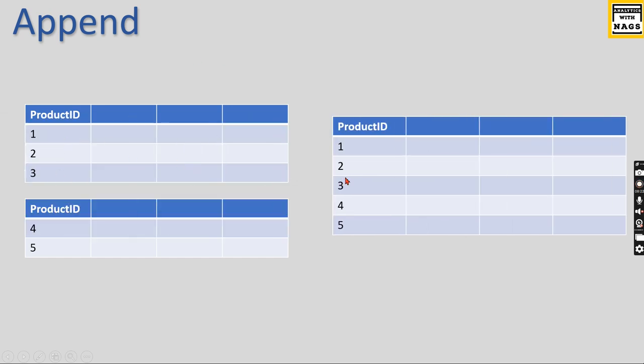So once you do the append, this will merge, or rather, it's not merge, the right word is basically append. Append will add all these records from table 1 and table 2 into a single table. That is what append is going to do. Let's try to check it out in Power BI, how to do this.